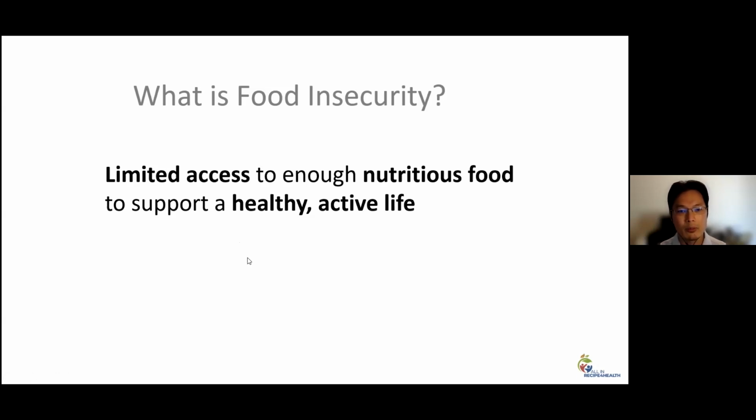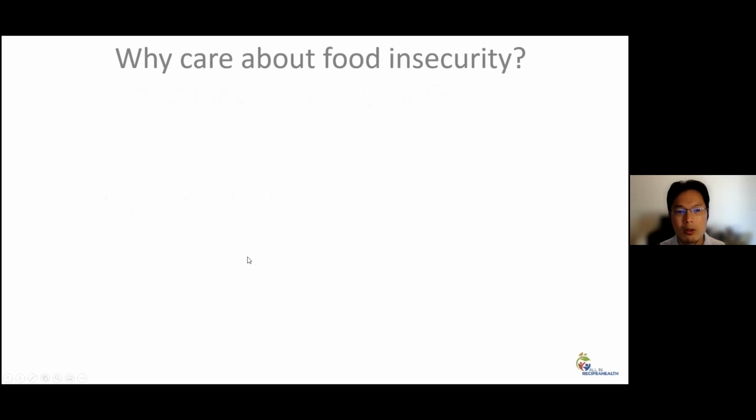Okay, so then let's move to the next question. Why do you even care about food insecurity? What's the connection to health? Why do you even want to find out if your patients have it? You're like, doctor, I'm just taking care of my patient with diabetes and blood pressure. Why do I even worry about food insecurity? What would your first reactions and thoughts be to that?